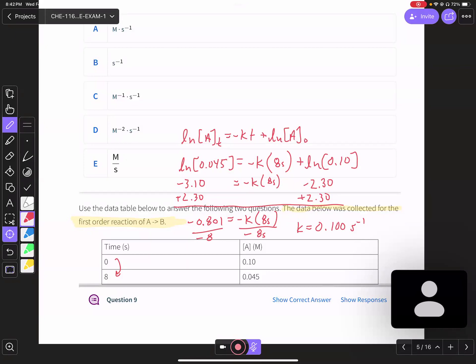Some people wanted to do change in concentration over change in time. That would be our rate. It's not asking for the rate. It's asking for the rate constant for the reaction. So the fact that it's asking for the rate constant and the fact that it tells us it's a first order reaction lets us know we want to use the integrated rate law for a first order reaction to solve for k, our rate constant in that reaction.